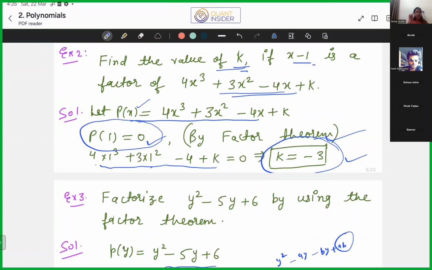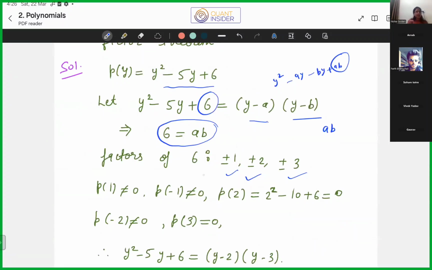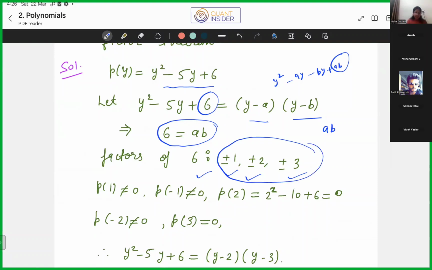So what we are doing? We will always find the factors of the constant term. So here in this question, the constant term is 6. Okay. So I have written the factors of this 6. Now I'll check the factors one by one. The factors of 6, first is 1. So I'll check for 1. p(1) will be 6.